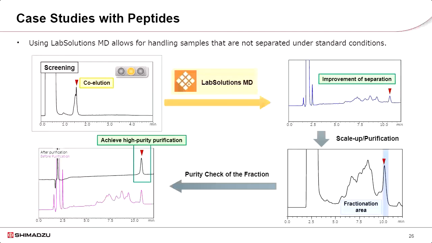After conducting a load evaluation at the analysis scale, purification and scale-up were executed. Furthermore, from the reanalysis of the fractions post-purification, it was confirmed that high purity purification of the target component was successfully achieved. As illustrated in the workflow on this slide, even when the screening analysis results indicate a yellow designation, meaning insufficient separation, you can utilize Lab Solutions MD to improve your separation. By executing purification based on the resulting enhancements, high purity products can be attained.